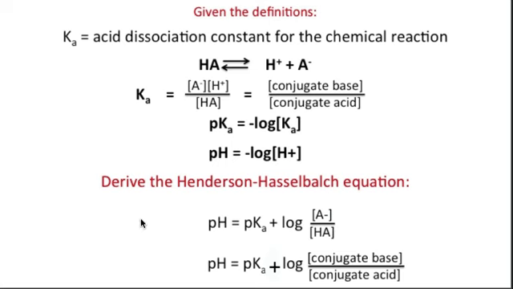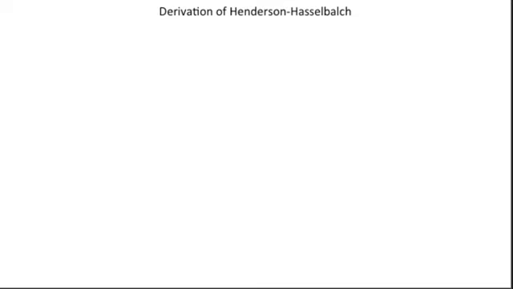But let me remind you of something again. What happens if A minus equals HA? Then you would have pH equals the pKa plus the log of 1. And what's the log of 1? 0. So the pH equals the pKa. That's such a fundamental and important definition that I want to make sure you remember it.